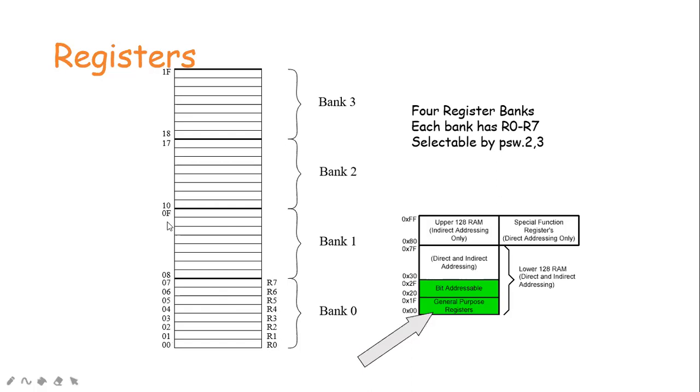Similarly, 08 to 0F are allocated for bank 1. Again, these are also mentioned as R0 to R7. Similarly, bank 2 is from 10 to 17, bank 3 is 18 to 1F. Each has 8 registers. These are the general purpose registers.